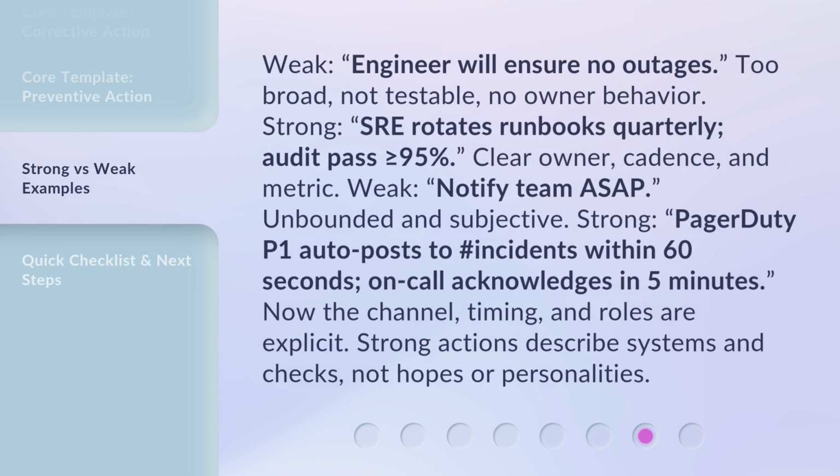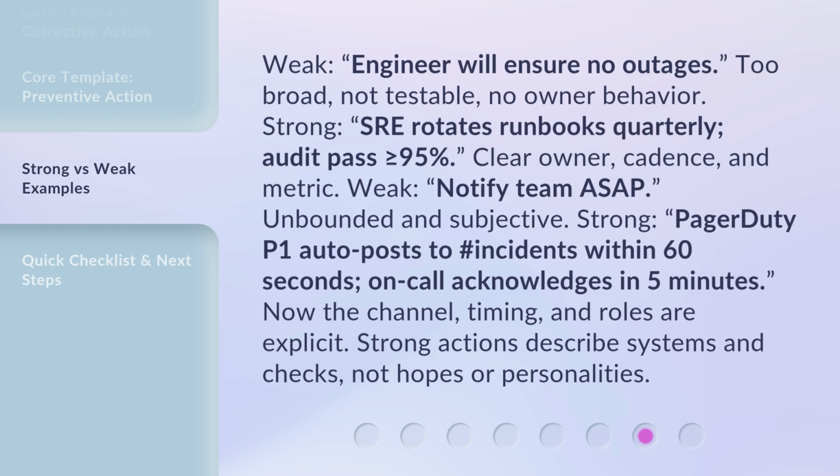Weak: "Engineer will ensure no outages." Too broad, not testable. No owner behavior. Strong: "SRE rotates runbooks quarterly. Audit pass is greater than or equal to 95%." Clear owner, cadence, and metric.